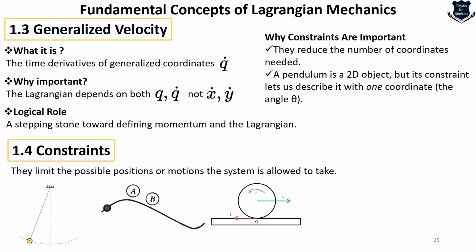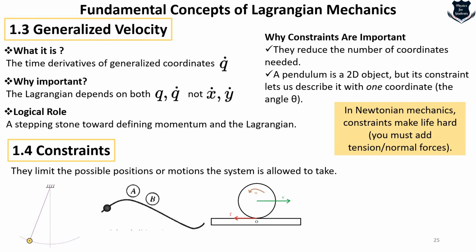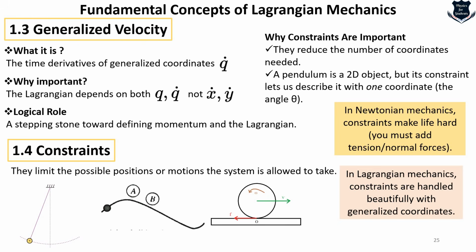Now the question is, why are we learning the constraints? Because they reduce the number of coordinates. As soon as you put certain constraints, the equations become simpler. So then let us describe with one coordinate, for example, theta. This takes us to Newtonian mechanics, where constraints make life hard, and in Lagrangian mechanics these constraints are handled beautifully. Why? Because we now have generalized velocity, generalized coordinates and so on. This is a very important part, and the book takes a good amount of care of this.